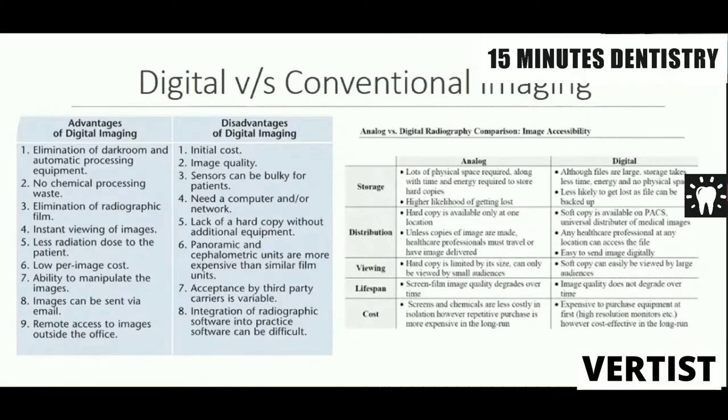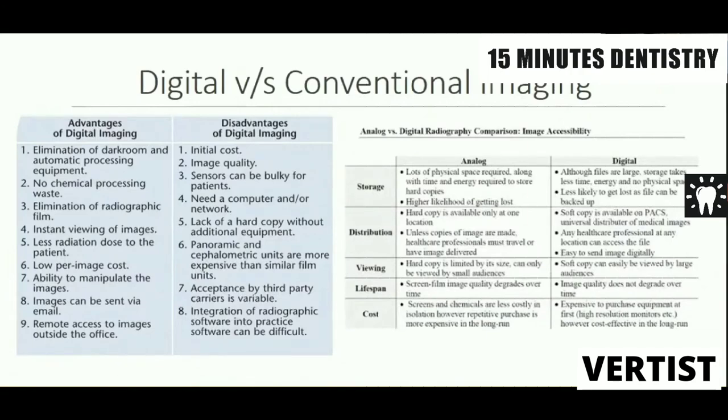And these images can be easily transferred by email, via WhatsApp. So if you want a second opinion, then it can be easily taken. Disadvantage: the initial setup cost is very expensive. Not only do you have to buy the equipment, you also have to buy a laptop you need, okay? So the initial cost is more expensive.